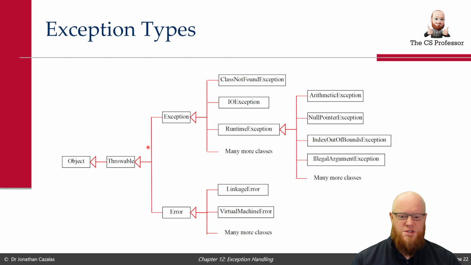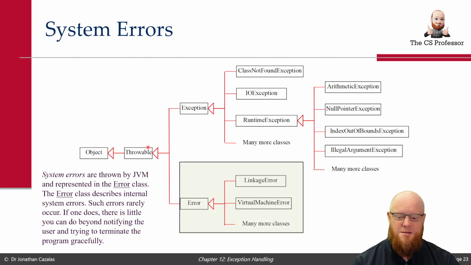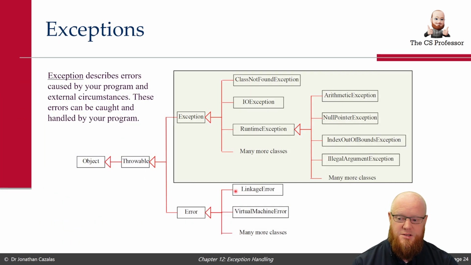Here in this slide, we're seeing the different exception types. This is just a bird's eye view. Let's come to the next one. We have system errors. System errors are errors thrown by the Java virtual machine, and they're represented with this error class. We have virtual machine error, linkage error, other things that are beyond the scope of what we're covering. These errors rarely occur, and even if they did occur, there's very little we can do about them. But it's important to at least mention that within throwable, we have the error class and we have the exception class. Not much we can do about errors if they were to occur within that error class.